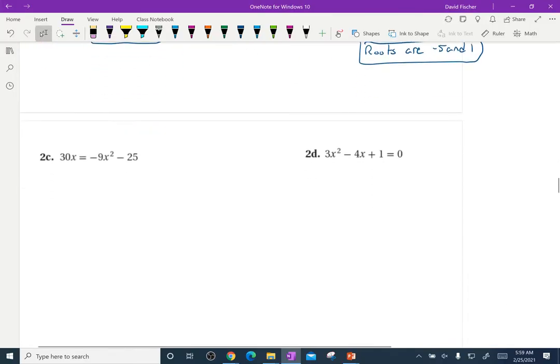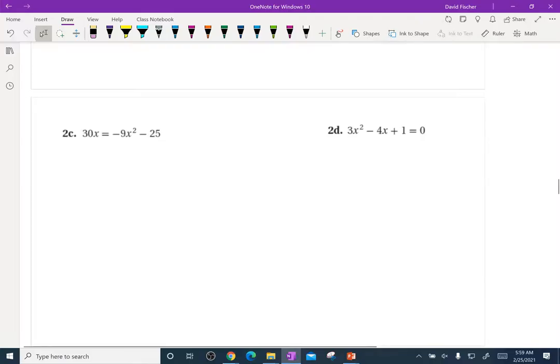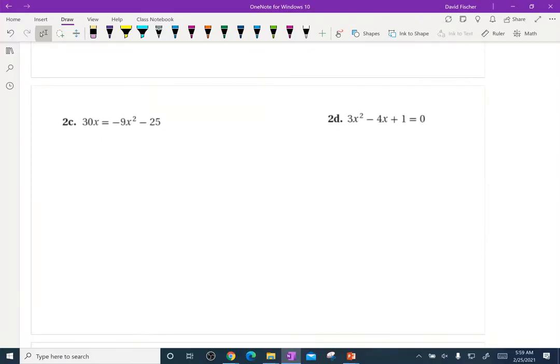So pause. These guys have a little bit more work to do. Got to get them onto the left side of the equal sign. Some of them you can factor out. Always look for a perfect square. And don't be worried if you got a decimal. You're going to see we're going to have more and more decimals.